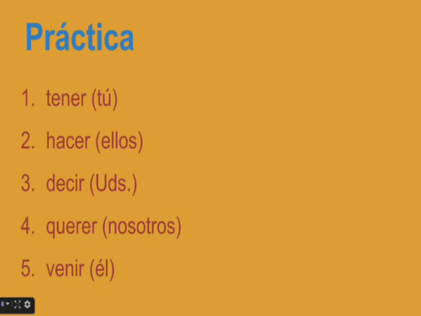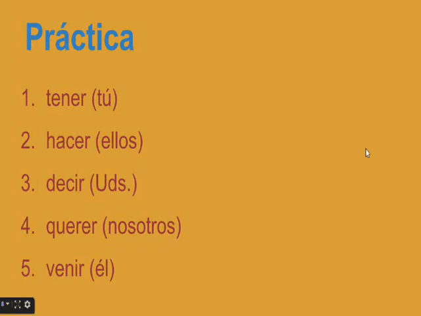Alright, so now let's do a little bit of practice. So you have 5 prompts here. Conjugate the verb for the given pronoun in the preterite tense, and these are all irregular verbs. Alright, now go ahead and press pause on the video so you can take a moment to complete the practice, and after you're done completing those, then you can press play again and we'll go over the answers.